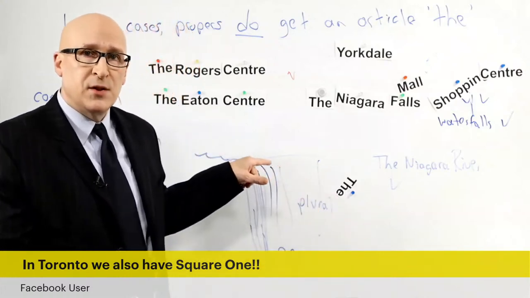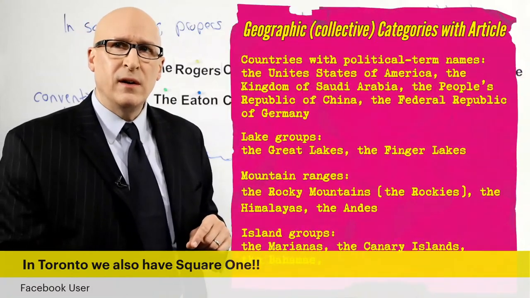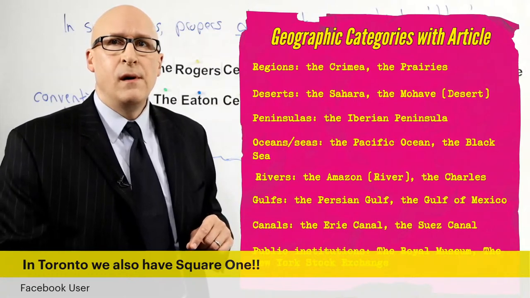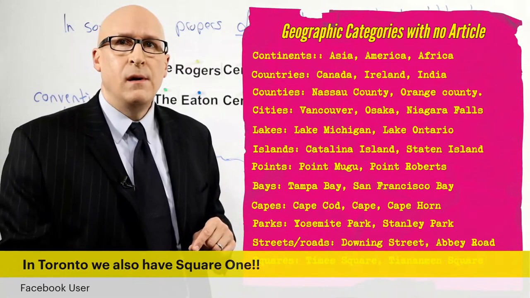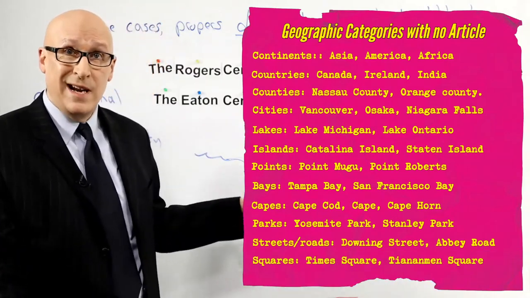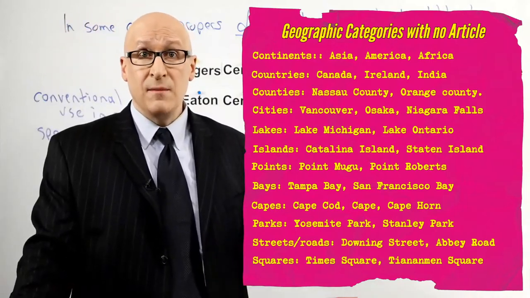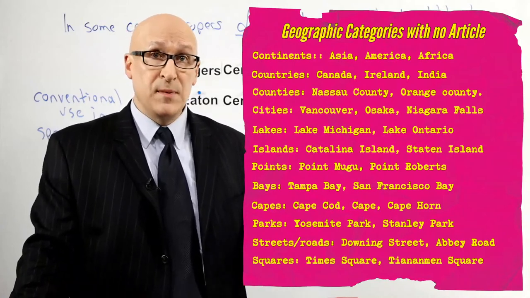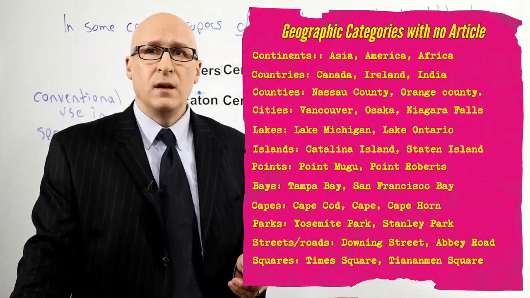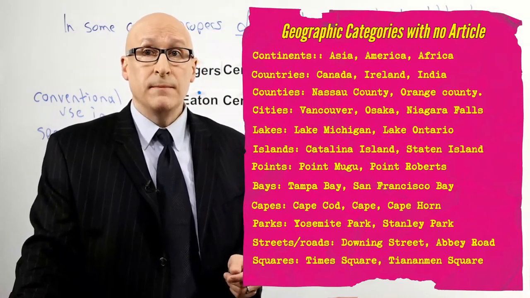And by the way, it's also a square. It's designed in a square. So it also kind of fits the category of, where were we? We had a category of squares. Times Square, Tiananmen Square. When we have a square design in a city, we call it Times Square or Tiananmen Square or Robson Square in my city. So the example of Square One kind of fits. No article, right?